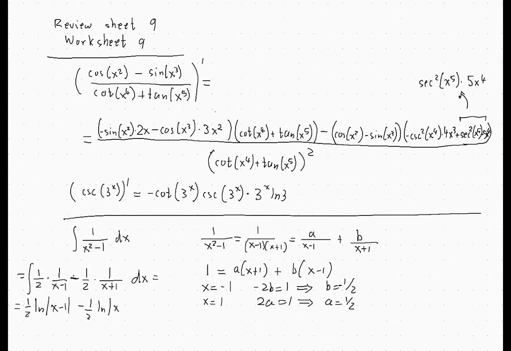Now, how about getting ln of absolute value of x minus 1? This can be justified by the substitution u is equal to x minus 1, and similarly u is equal to x plus 1.